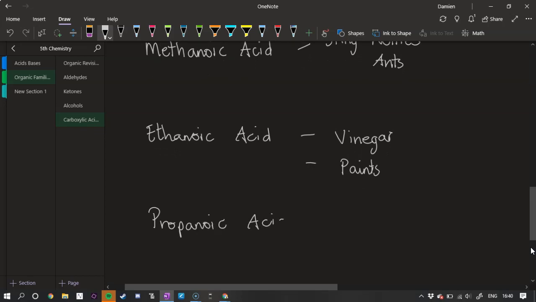Propanoic acid. And indeed, there's another one called benzoic acid, which I'll draw in a second. Propanoic acid and benzoic acid. These are used as food preservatives. So this is how we stop food going off.